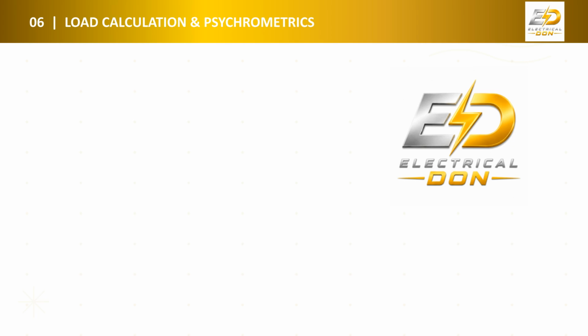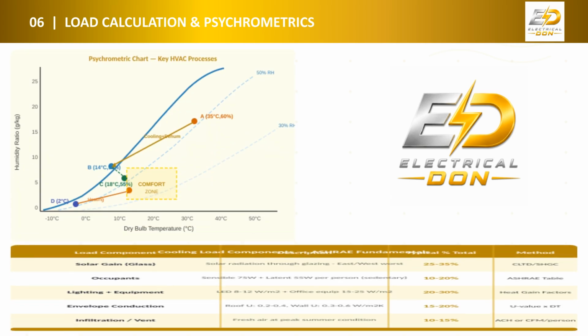Load calculation is key in HVAC design, determining the total cooling load. Major load components include solar gain through glazing, heat from occupants, lighting and equipment, and heat transfer through the building envelope. Psychrometric charts help visualize air properties, like the comfort zone, which guides system design decisions.